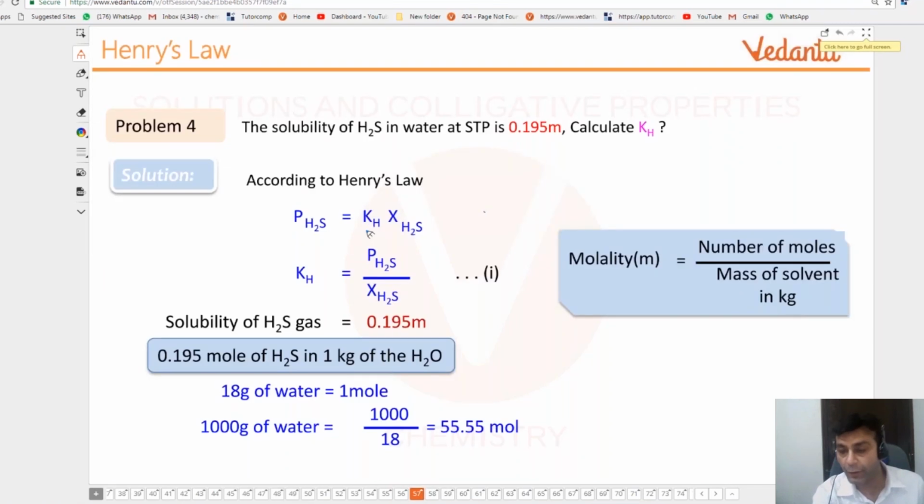We know from Henry's law, partial pressure is equal to KH into mole fraction. So KH is equal to pressure upon mole fraction. And solubility is already given to you, 0.195 molal. Molality means number of moles of solute upon mass of solvent, right? Solvent is water. So number of moles of water is equal to 55.5 mole. Till this point is clear?